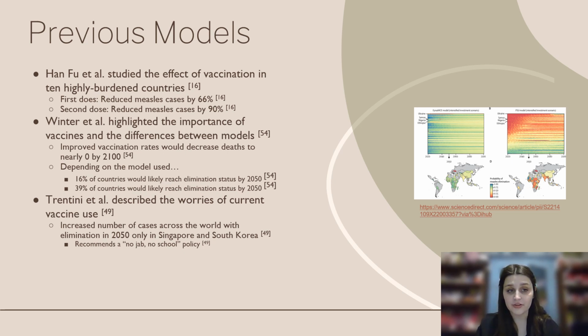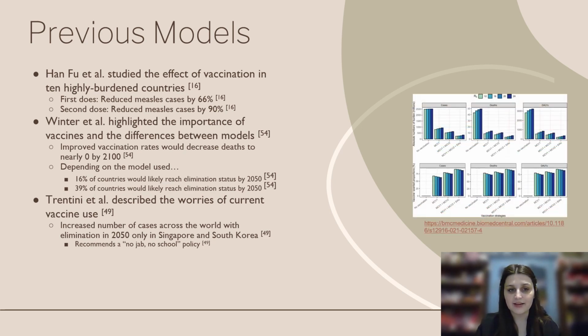Depending on the two models used, 16% or 39% of countries had a 75% chance or higher of measles elimination by 2050. Lastly, Trentini highlighted this shocking issue with the current vaccination rates. By 2050, only Singapore and South Korea would have the eliminated status unless new policies were put in place. This is backed up, in part, by the resurgence of measles, where there was a close call of elimination loss in 2019 in the United States.